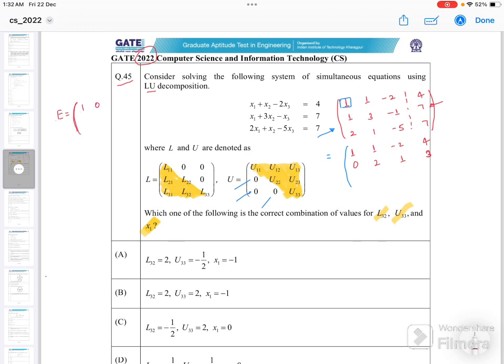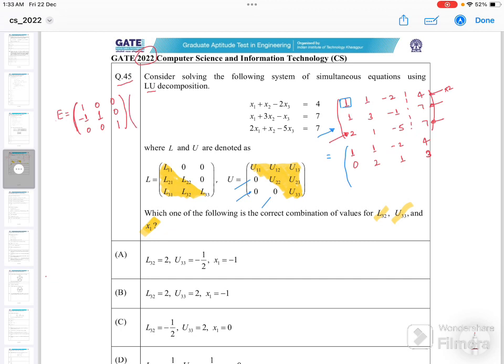So let's keep track of the elimination. We have kept the first row as it is, and we have subtracted row 1 from row 2. That is the first elimination we have done. For the second elimination, we are going to make this 0. For that, we multiply the first row by 2 and subtract it from row 3, right?